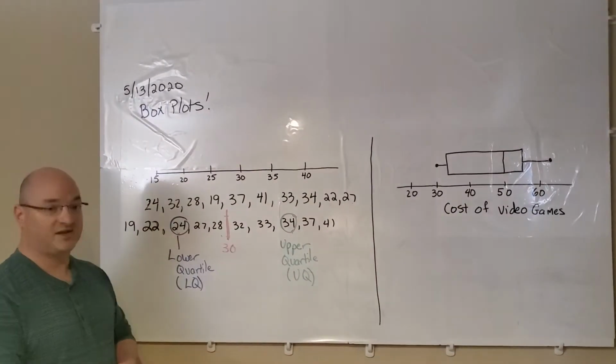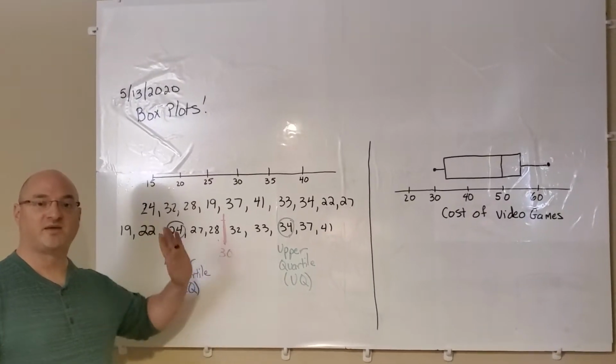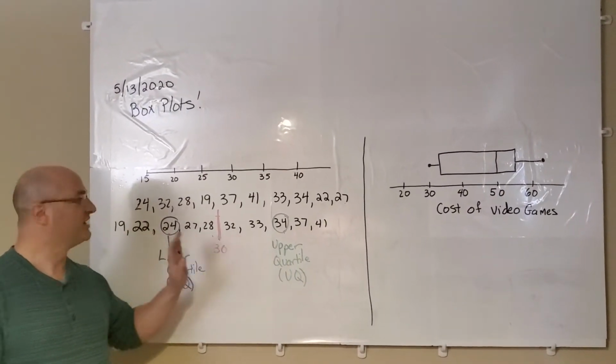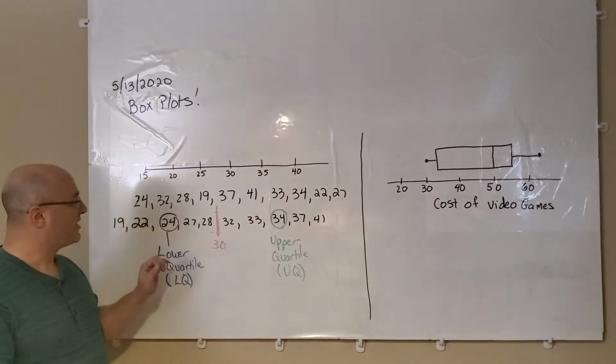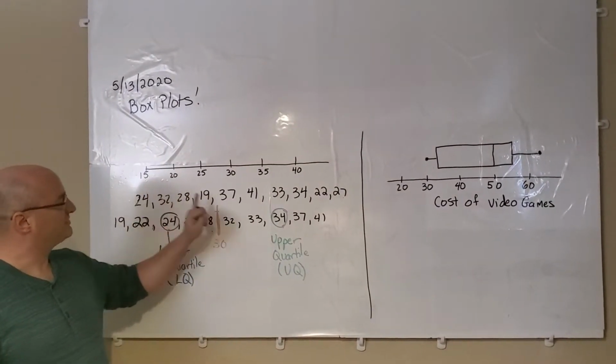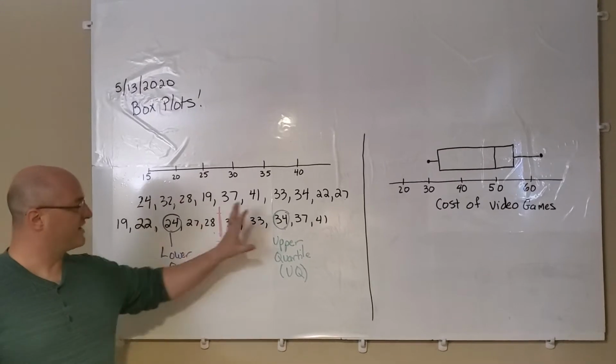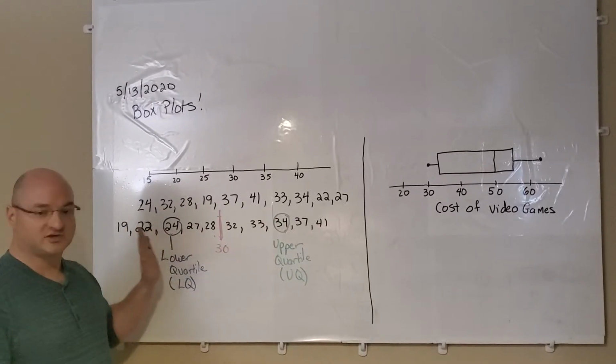Now, this is the same data as yesterday. Yes, I'm using the same data as yesterday because this is actually how you build a box plot. A box plot is a way of describing this data without having to have all the data in front of you, and it makes a nice little picture out of it.